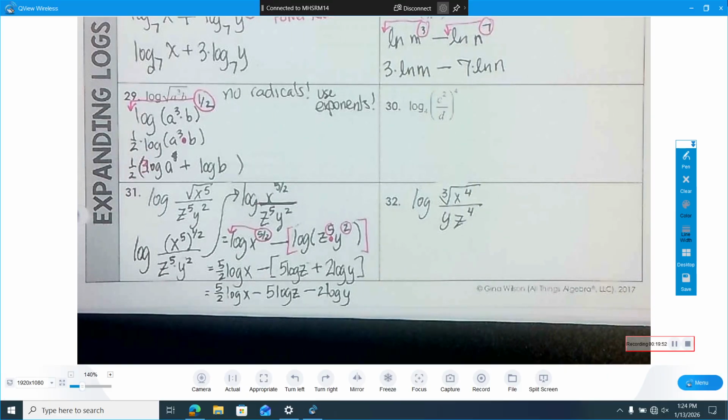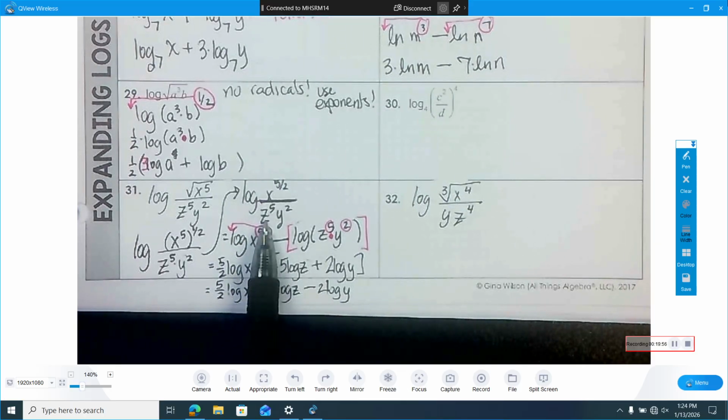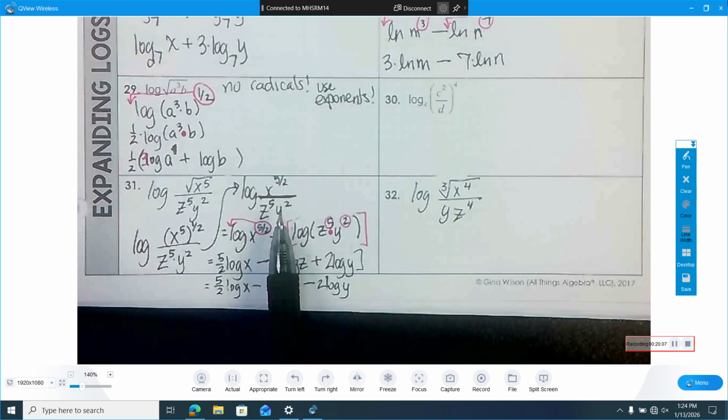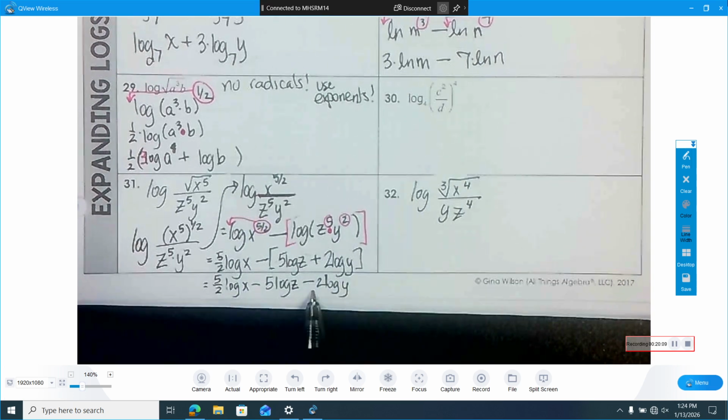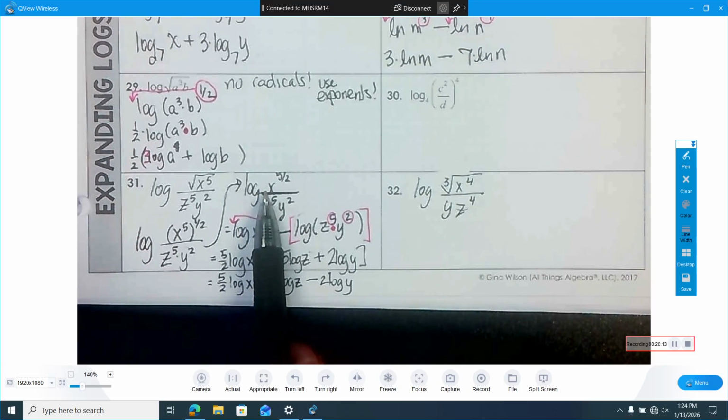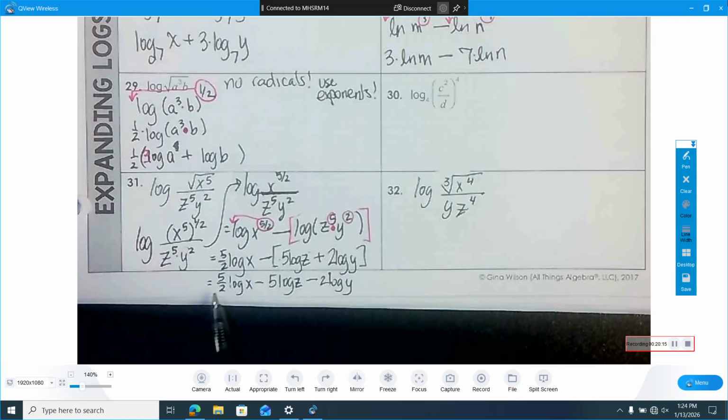What I would like to point out here is you'll notice the z to the 5th, was it in the top or the bottom of the fraction? Bottom. And it's got a negative in front. Okay. Where was the y squared? Bottom, and there's a negative in front. X to the 5 halves was in the top. What's the sign in front of that?